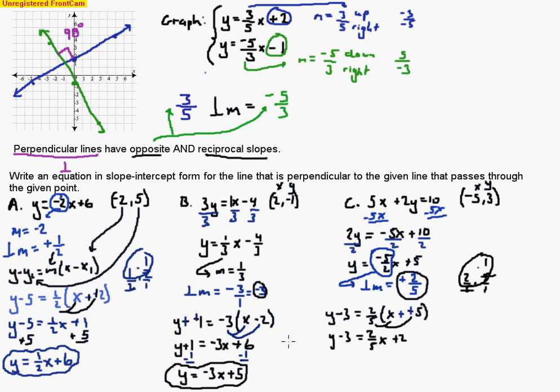One more step here. Just move this 3 over. So the way I do that is, that's a minus 3, so I need to add 3 to both sides. So I go ahead and do that, and now I've got my answer. I've got y equals, and then I write down 2/5 x plus 5. And there it is. I've got my answer in slope-intercept form.